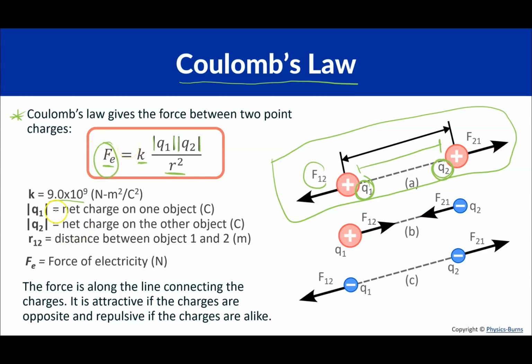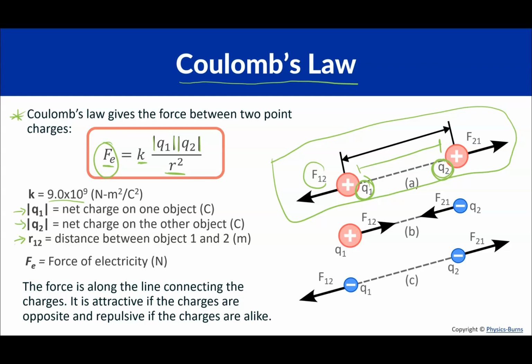That is Coulomb's law. Q1 is the net charge on one object, Q2 is the net charge on the other object, and because we have those absolute values, we're neglecting the negative or positive sign for now. The radius is the distance between object 1 and 2. The force is along the line connecting the charges. It is attractive if the charges are opposite and repulsive if the charges are alike.